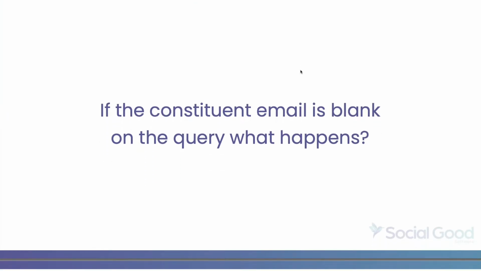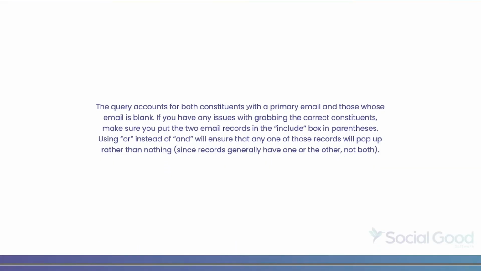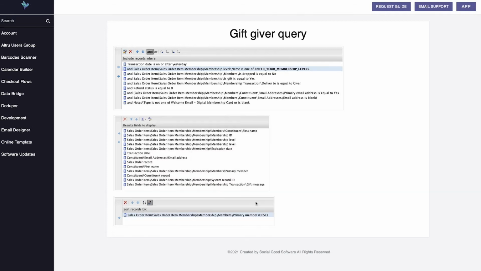All right, the next one here is, if the constituent email is blank on the query, what happens? The query accounts for both constituents with a primary email and those who have a blank email. If you have any issues with grabbing the correct constituents, make sure you put the two emails in the record include box in parentheses, using an or instead of an and. We'll ensure that if any of those records will pop up rather than nothing, since records generally have one or the other, but not both.